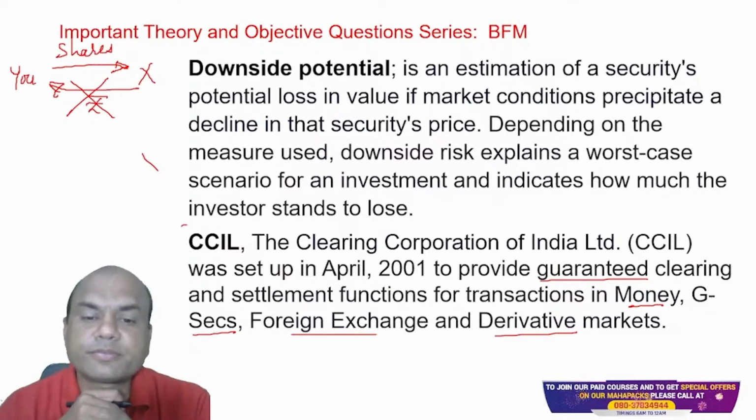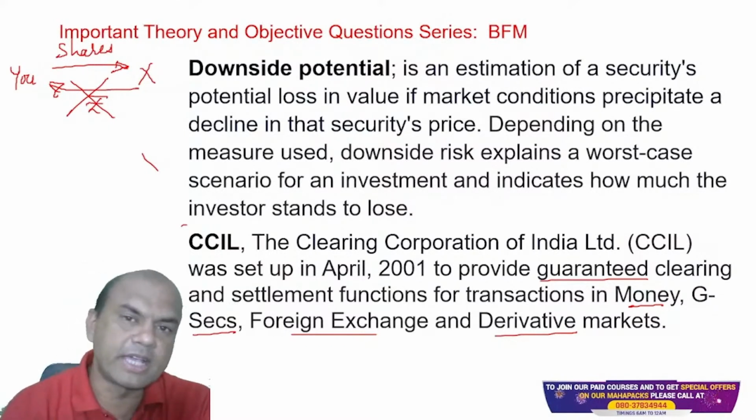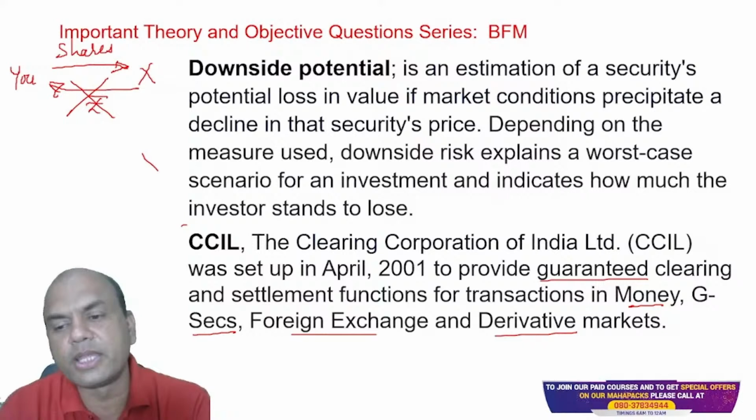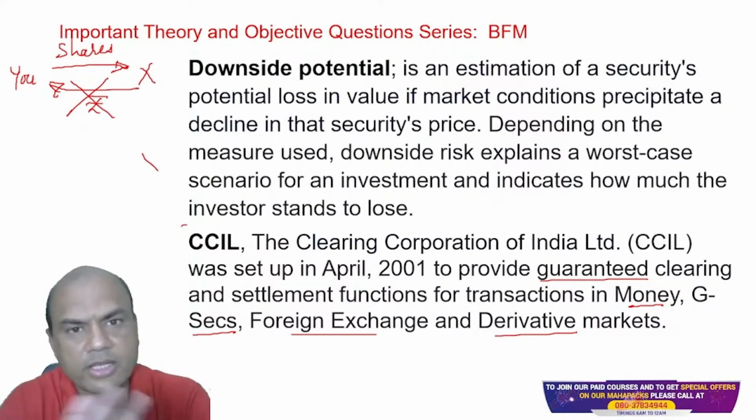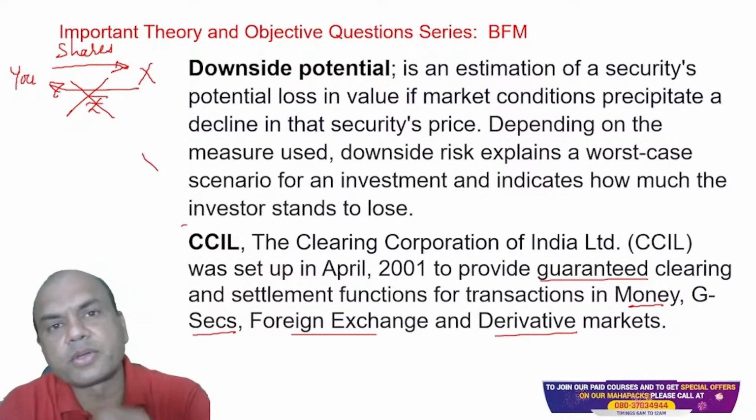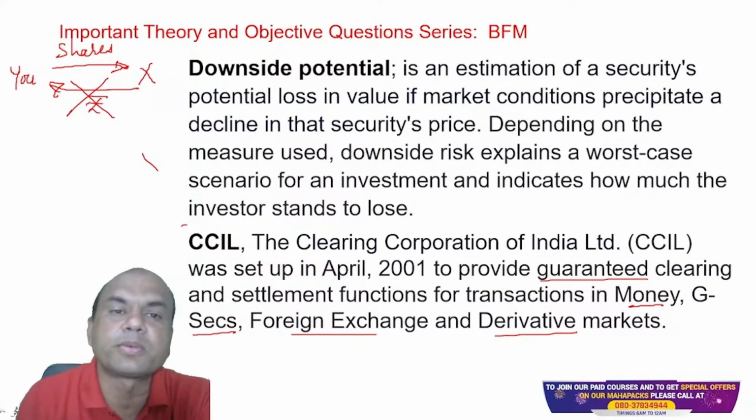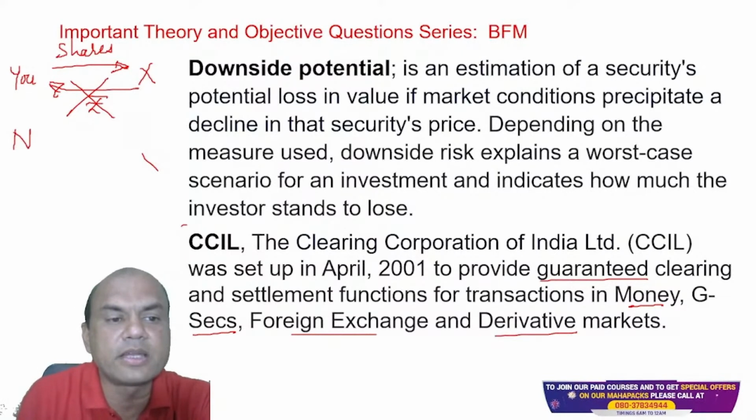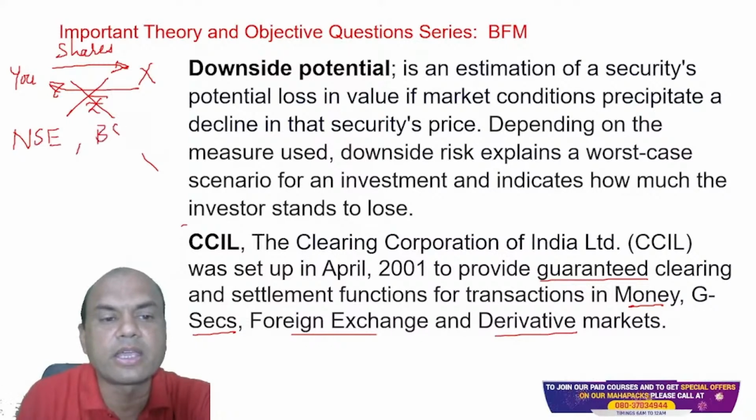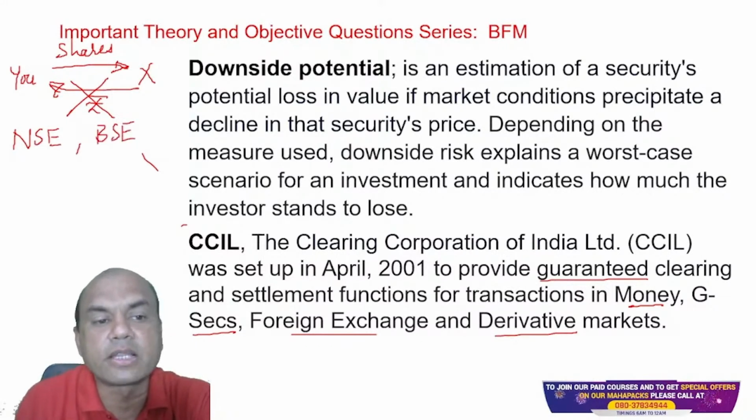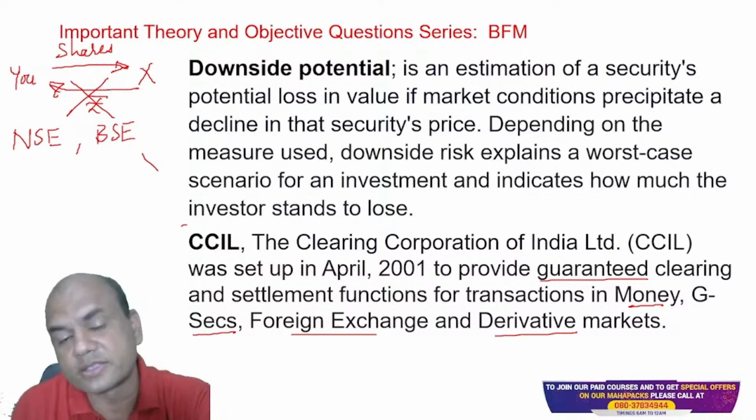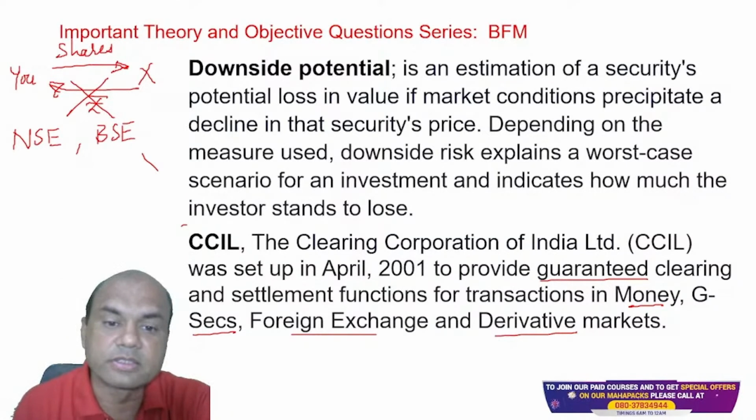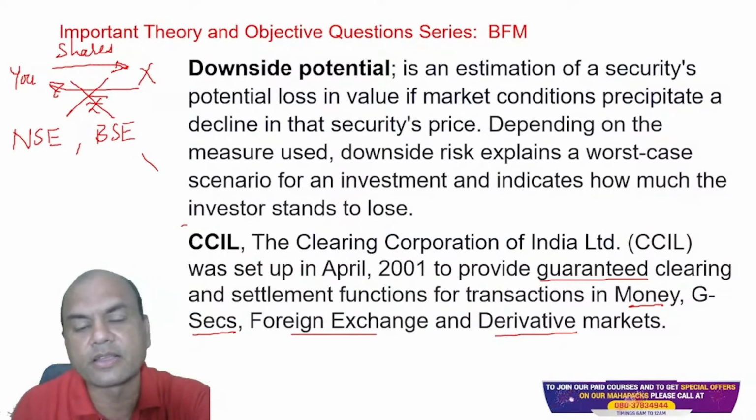Yeah, who takes care? Because here CCIL is very clear. CCIL covers the money, government securities, foreign exchange, and derivatives markets. Does it say anything about shares? No. So who talks about shares then? Correct, NSE and BSE. These stock exchanges take care of the settlement risk of the shares. And for everything else, there is CCIL.